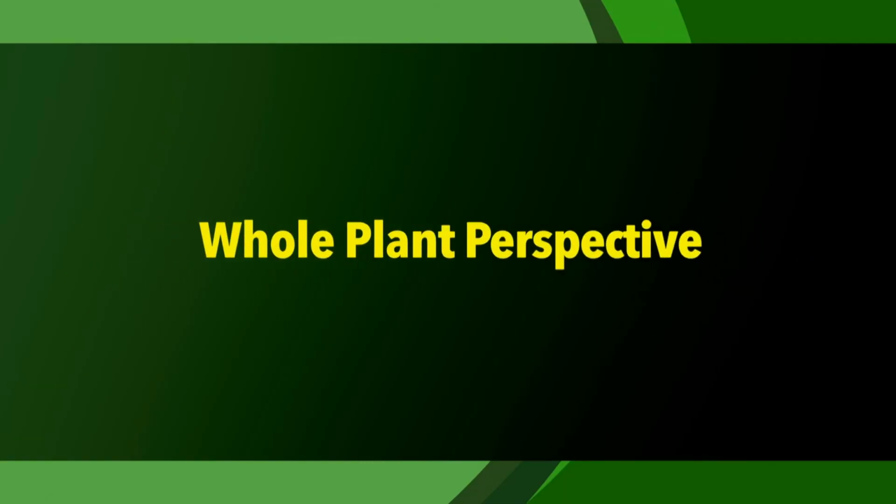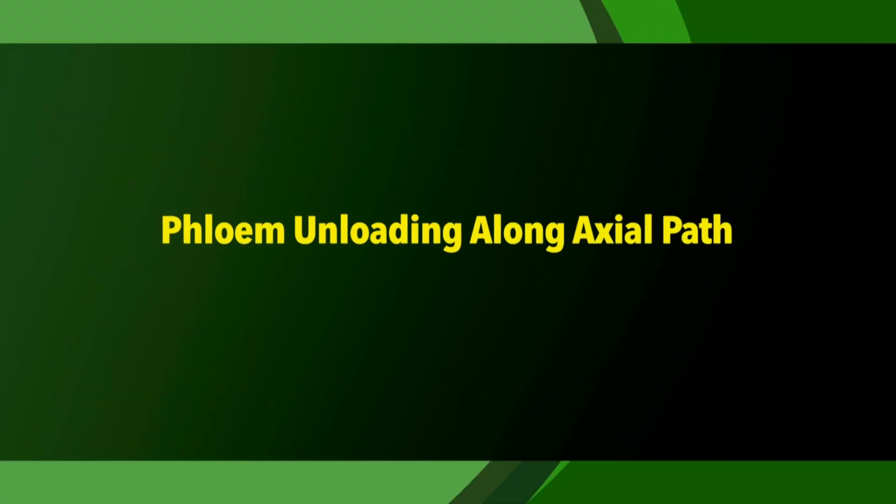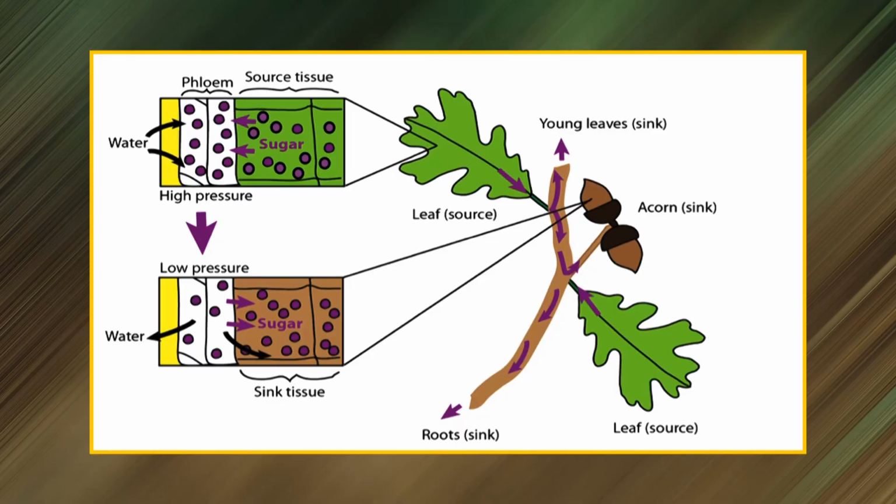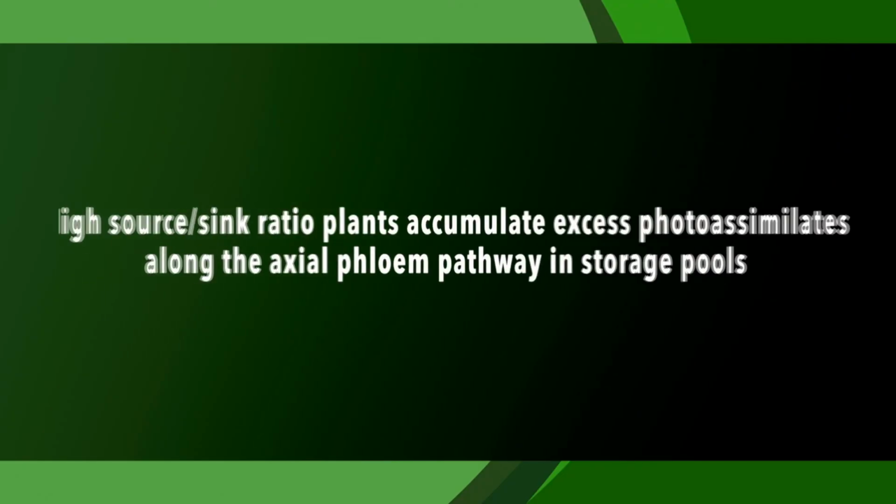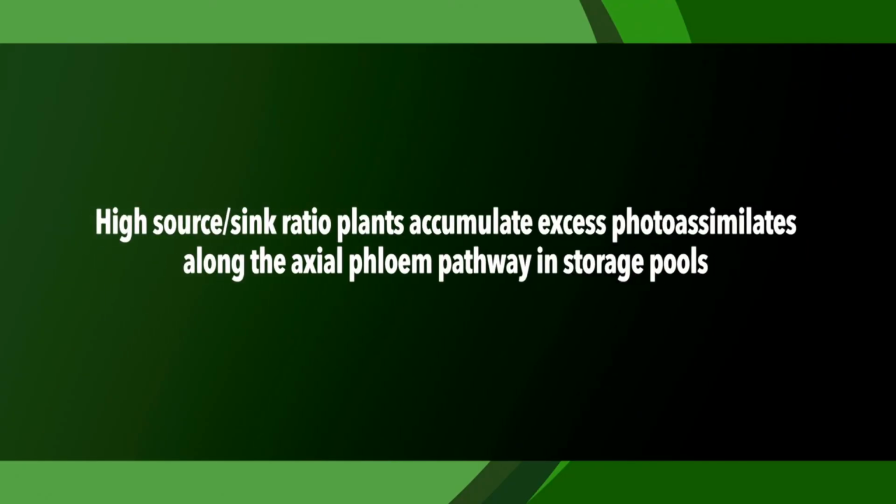Now, moving ahead towards the whole plant perspective. In this, first we will try to understand phloem unloading along the axial path. The nature of phloem unloading along the axial path is dynamic. By responding to the prevailing source-sink balance, it regulates photoassimilate supply to the terminal sinks. High source-sink ratio plants accumulate excess photoassimilates along the axial phloem pathway in storage pools.